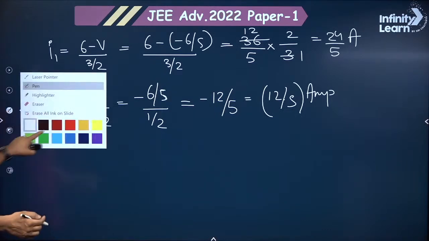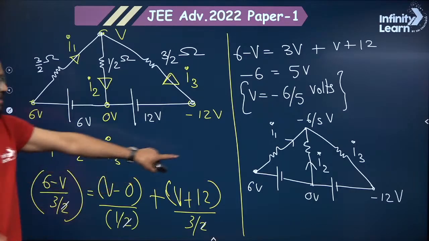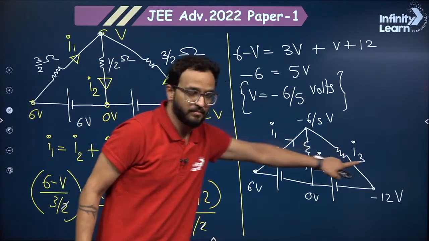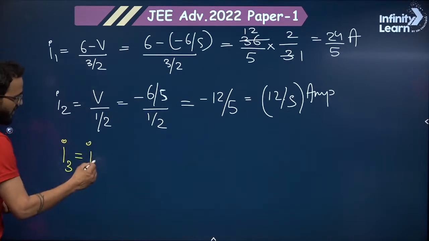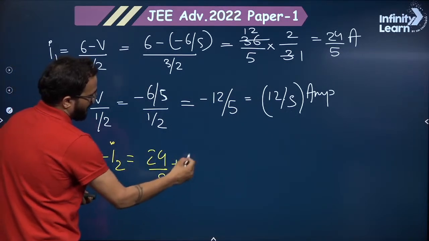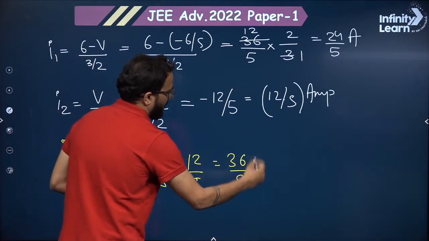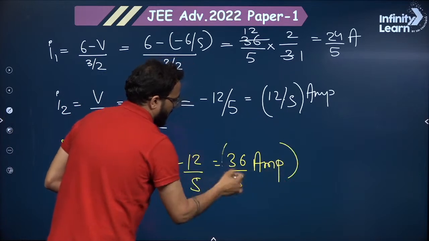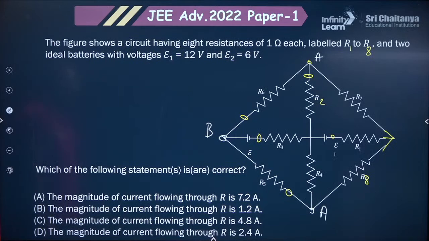Now next is what? I3. So I3 will be what? Now this time if you look at the circuit, I1 plus I2 is I3, right? So I3 will be I1 plus I2, magnitude wise. So it will be 24 by 5 plus 12 by 5, which is 36 by 5 amperes. Okay, cool enough? I1, I2, I3. Now what we have to do in this question, we have to figure out the current in how many branches? Let me show you.